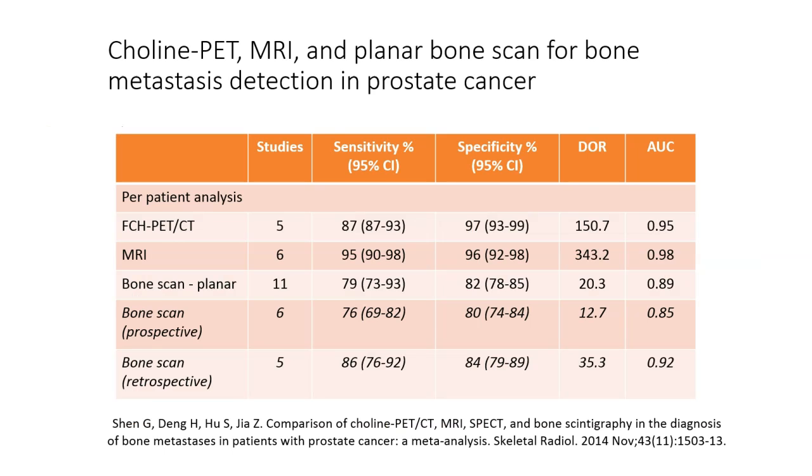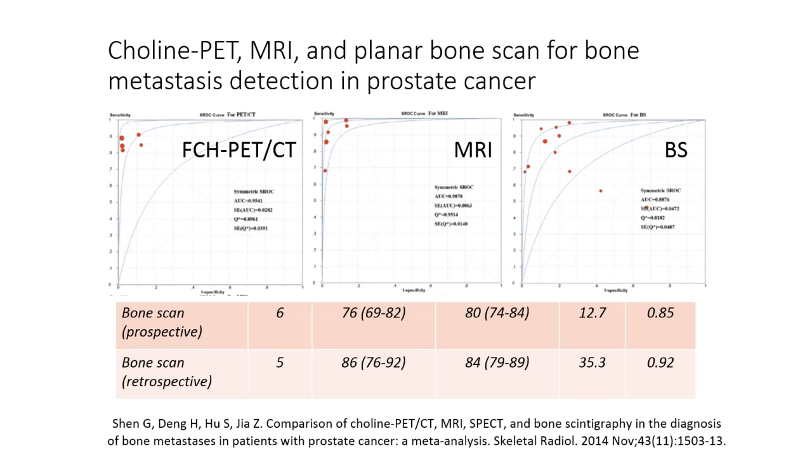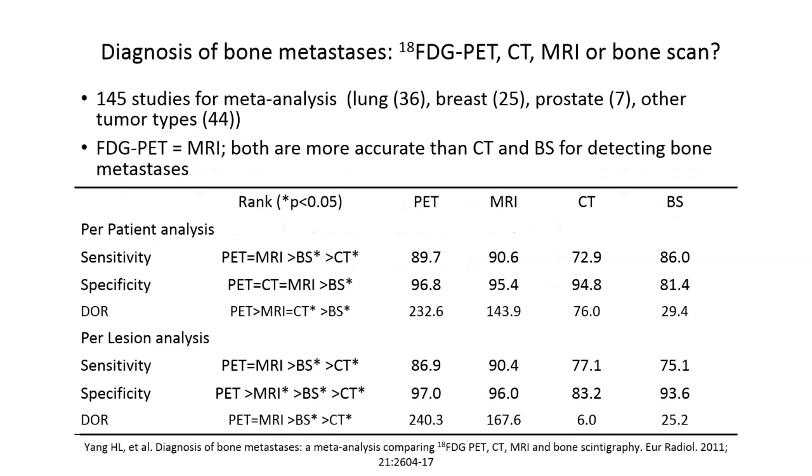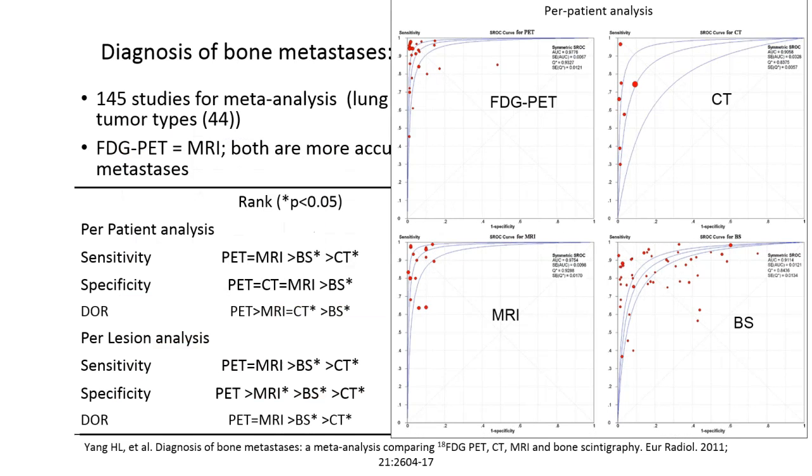And that's because of the high sensitivity of whole body MRI compared to the bone scan. So if you look at these ROC plots, you can see that for prostate cancer, certainly, the whole body MRI and in this case the fluorocholine PET CT outperform the bone scan. And you can see that in relation to FDG PET scans also.